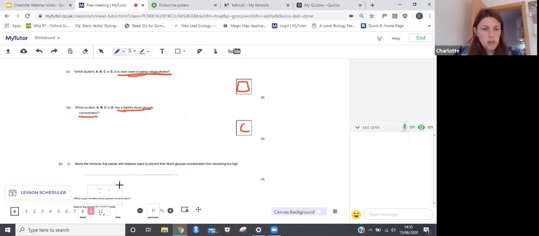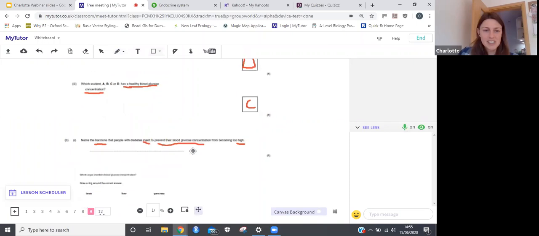Finally, there's a couple there. Name the hormone that people with diabetes inject to prevent their blood glucose concentration from becoming too high. So what hormone do you need to inject to prevent blood glucose concentration becoming high? Okay, well done everyone, that's fab. Olivia, Pranav, Tybe, Sejal, Summer, all correct. Anyone else want to have a go? Okay, good. It is insulin for that one.